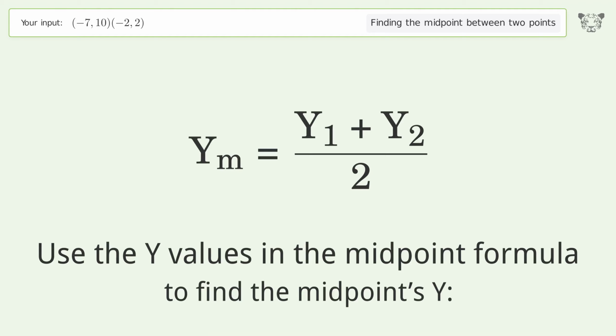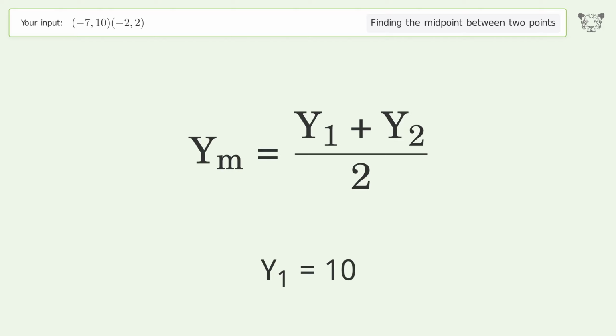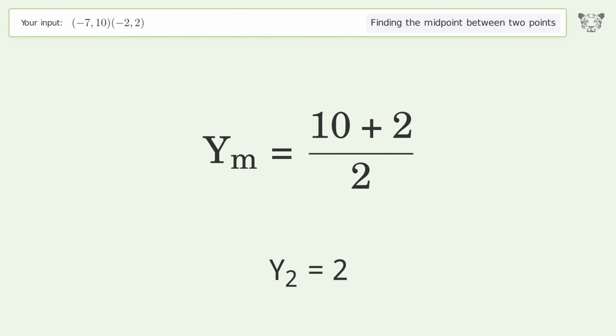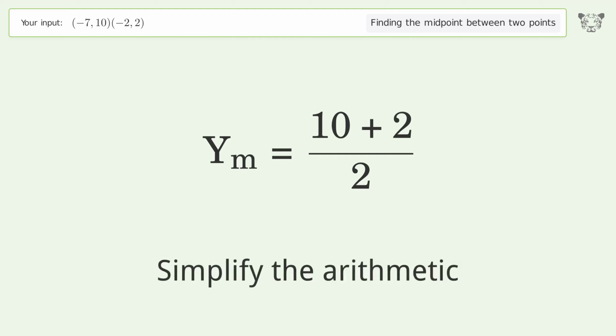Use the y values in the midpoint formula to find the midpoint's y. y1 equals 10. y2 equals 2. Simplify the arithmetic.